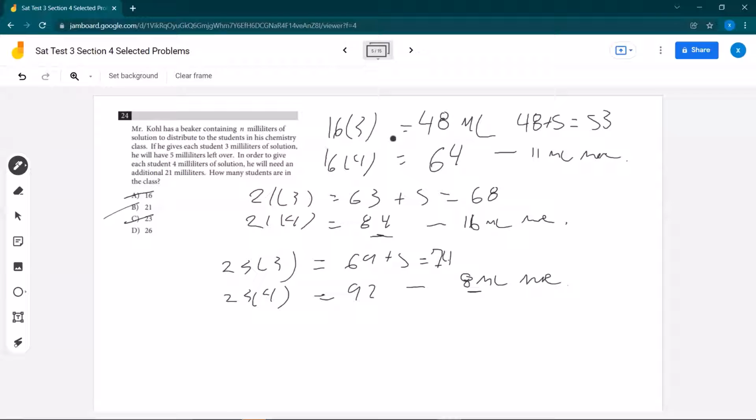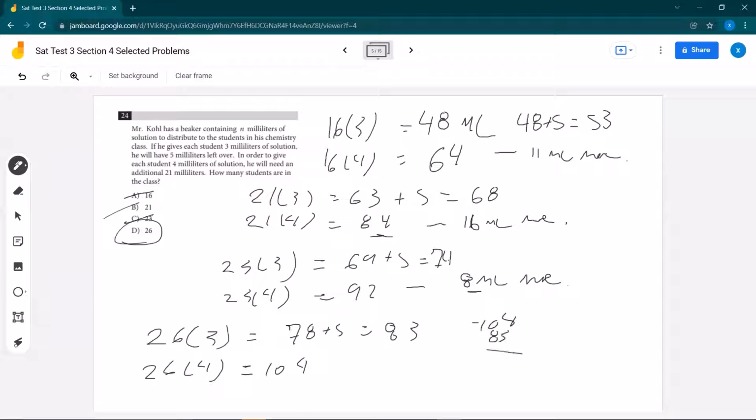Now let's take a look at the last one. Well, since all these are ruled out, D is the correct answer. We can say that with decent certainty, but let's confirm that. So 26 times 3, that's going to give us 78. Add 5. That gives us 83. And 26 times 4, well, that's 24 plus 80. That's 104. If we look at the difference here, what's 104 minus 83? Well, that's 21. So indeed, he'll need 21 milliliters more to satisfy that condition. So in this case, our correct answer is indeed 26.